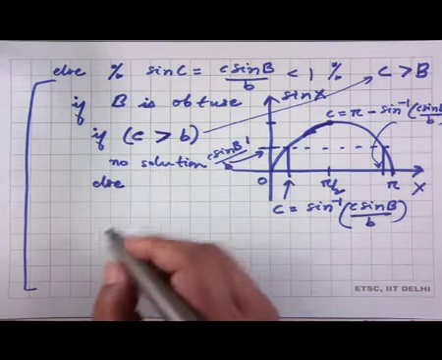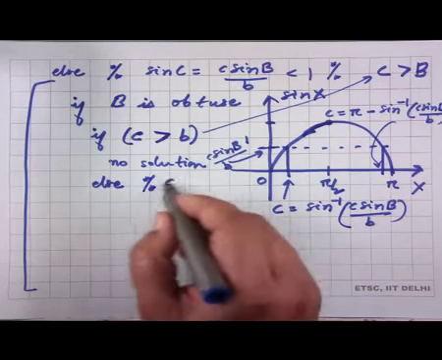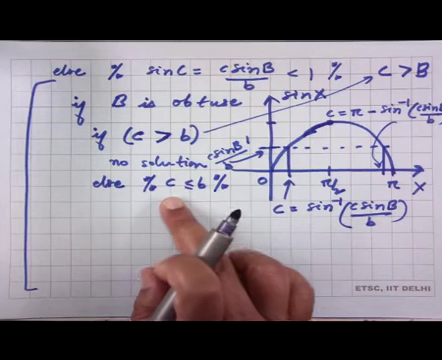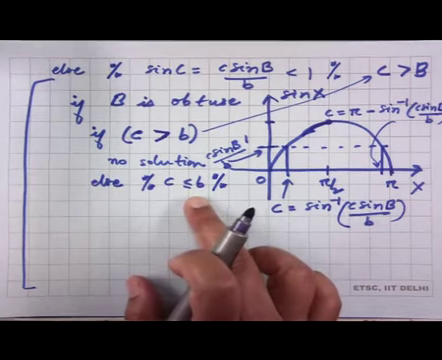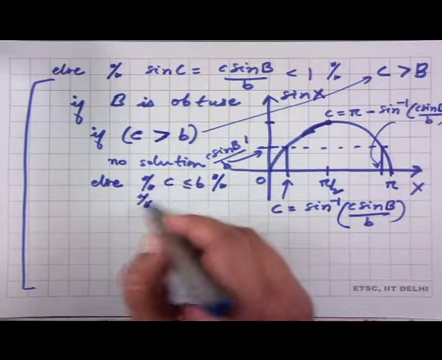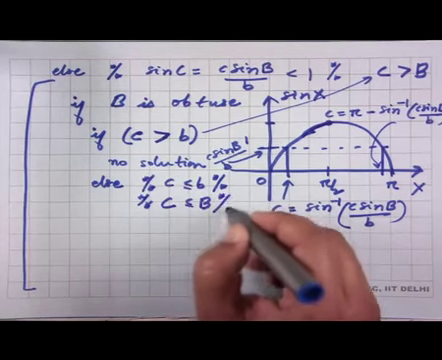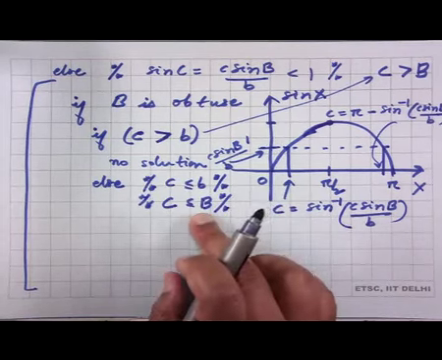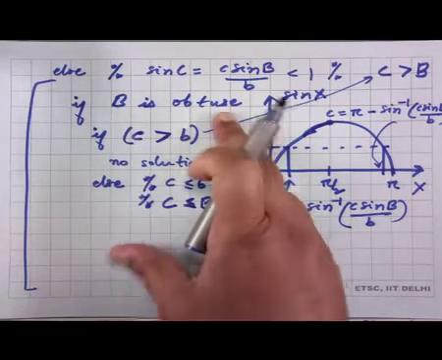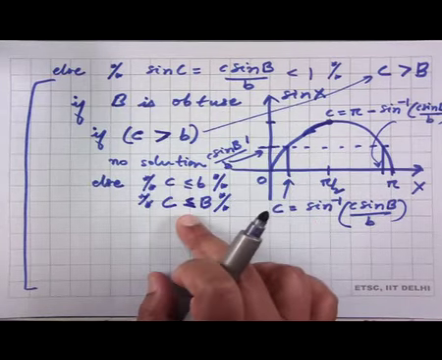Else, this means that C is less than or equal to B. So now if C is less than or equal to B, it implies that angle C must be less than or equal to angle B, and angle B is obtuse, and angle C is less than or equal to angle B.